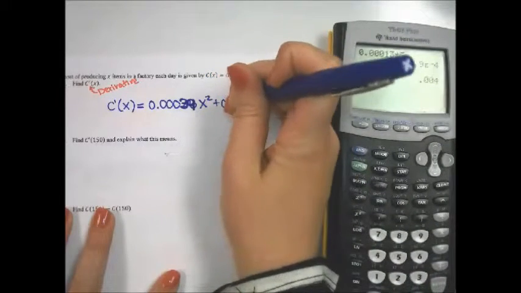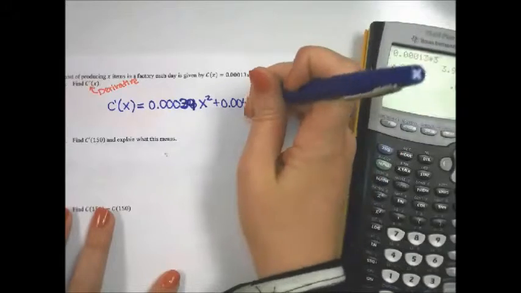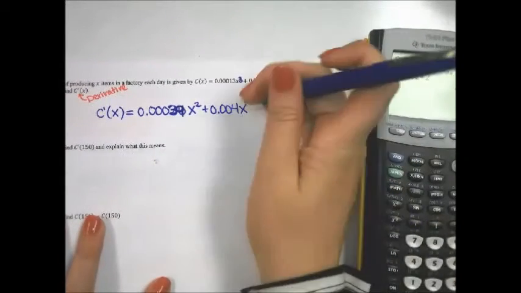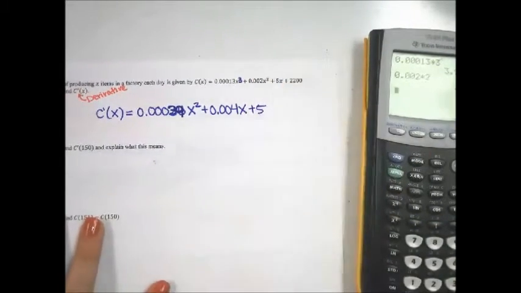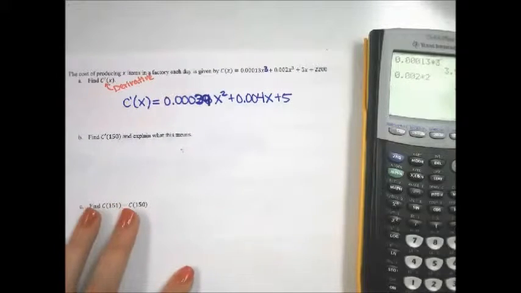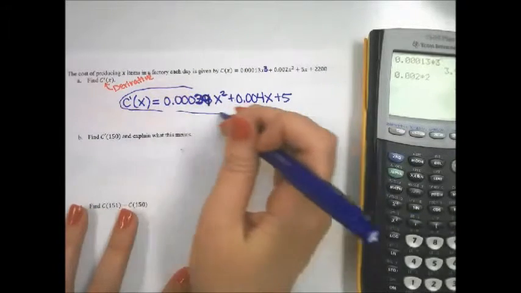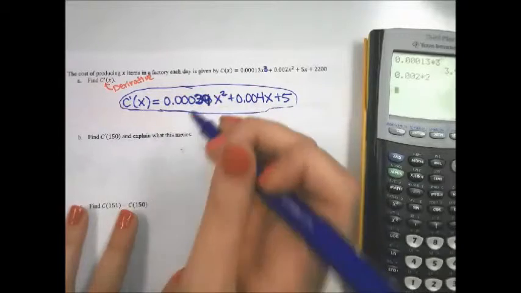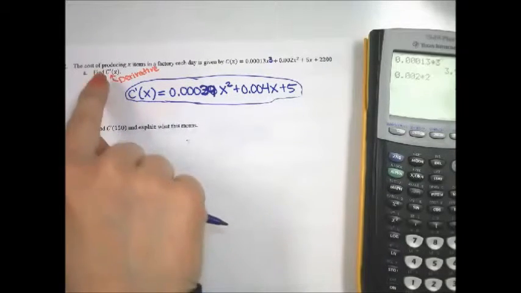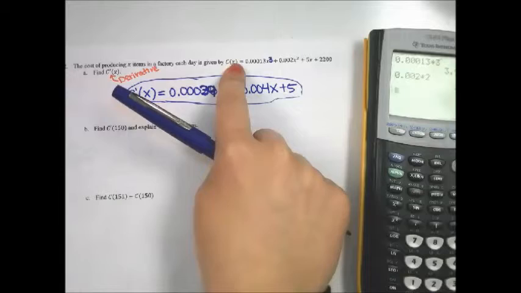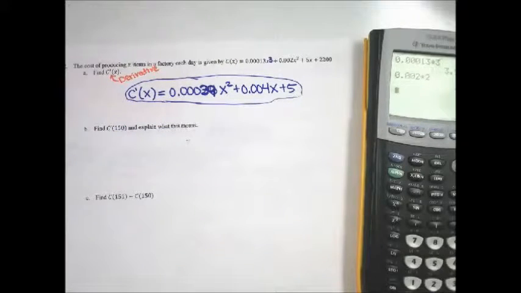Now we do 0.002 times 2. So plus 0.004 x, because the 2 drops down to a 1 exponent, plus 5, and we ignore our constant. So this is our derivative function. So find the change in cost over items. So it tells us the change in cost for each item produced.